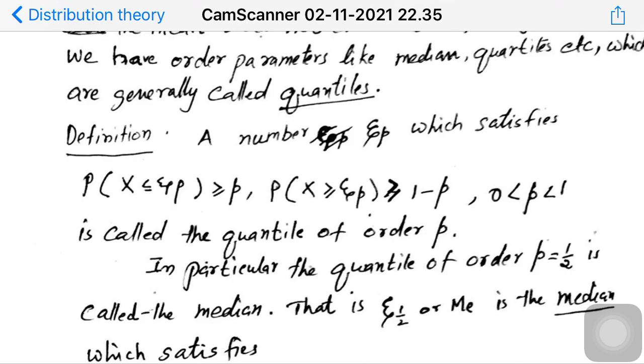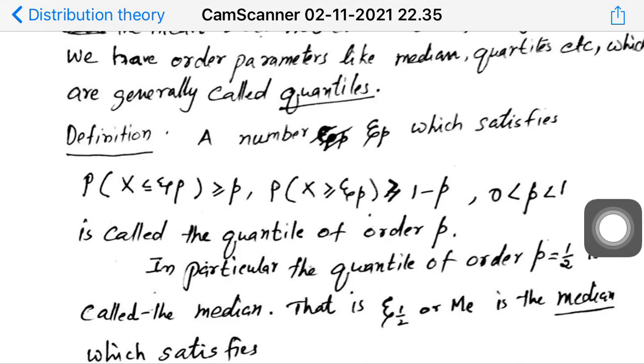So the pth order means p is a real number between 0 and 1. So p may be 0.1, p may be 0.2, p may be 1 by 4, p may be 1 by 2, p may be 3 by 4, and so on. You can take any p between 0 and 1, and you can define the pth order quantile by psi p. And it should satisfy these two inequations. So psi p is that value of x for which probability that X less than or equal to psi p is greater than or equal to p, and probability that X greater than or equal to psi p is greater than or equal to 1 minus p.